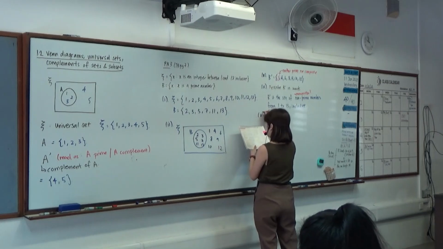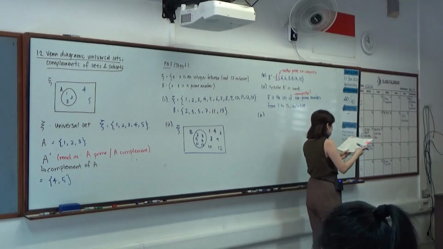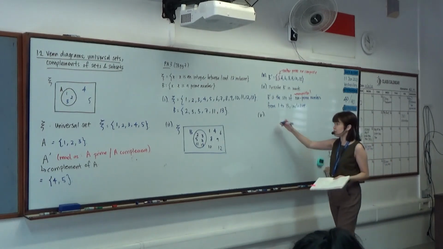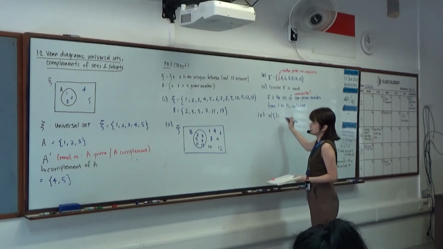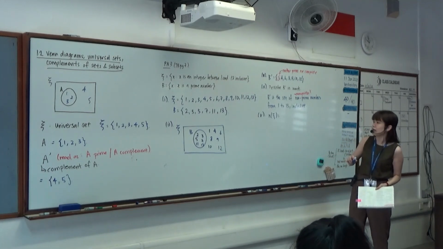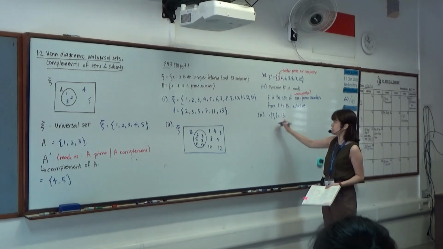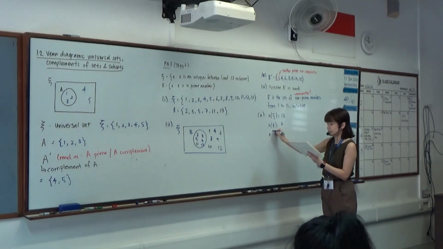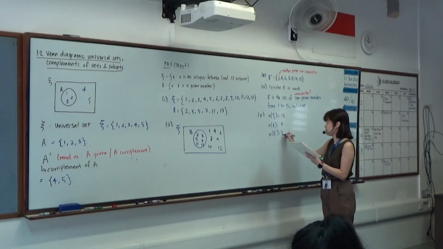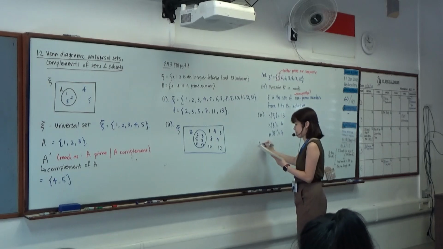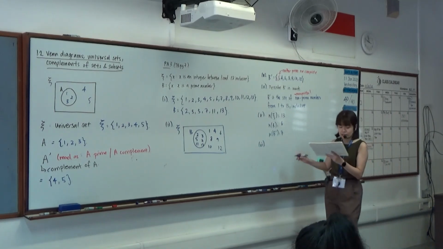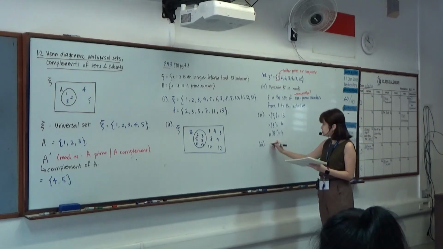Next, part 5, to find the number of elements in the universal set, B and B prime. I think that we have covered those already, so I'll just go through it quickly. The number of elements in the universal set will be 13. In B will be 6. And B prime will be 7.